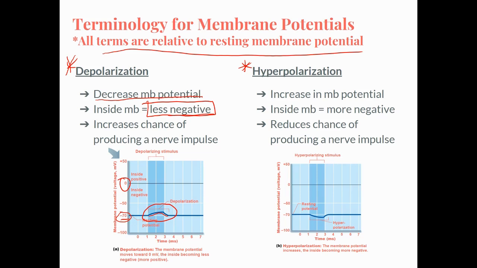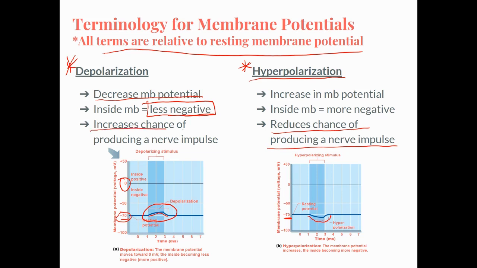Now, if it's hyperpolarizing, that's going to increase the membrane potential. Here's your resting potential, again at negative 70, and it's becoming more negative, maybe negative 75 or something like that. When this happens, there's less of a chance of producing a nerve impulse.